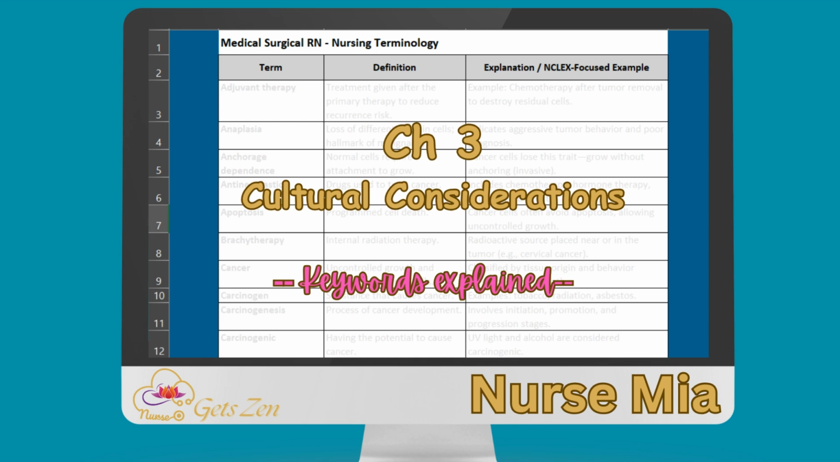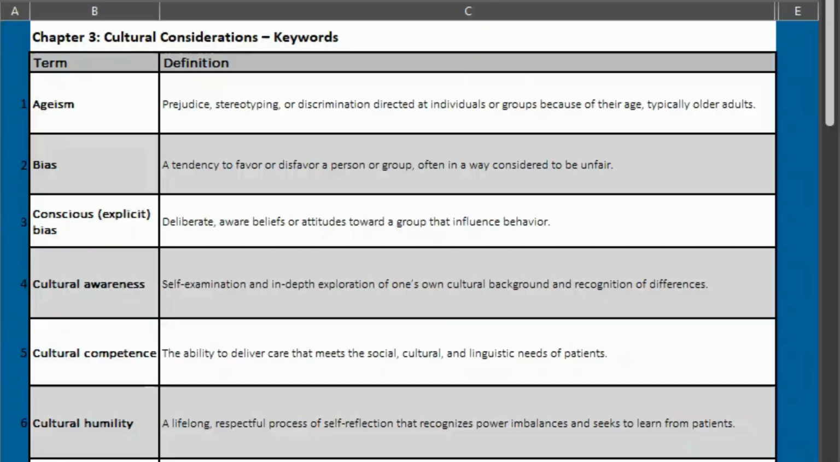So now we start with chapter 3, cultural consideration keywords. We have about 31 keywords to understand for this chapter. Number 1 is ageism, which means to avoid assuming an older patient cannot learn new skills. Use teach-back when explaining medication changes.